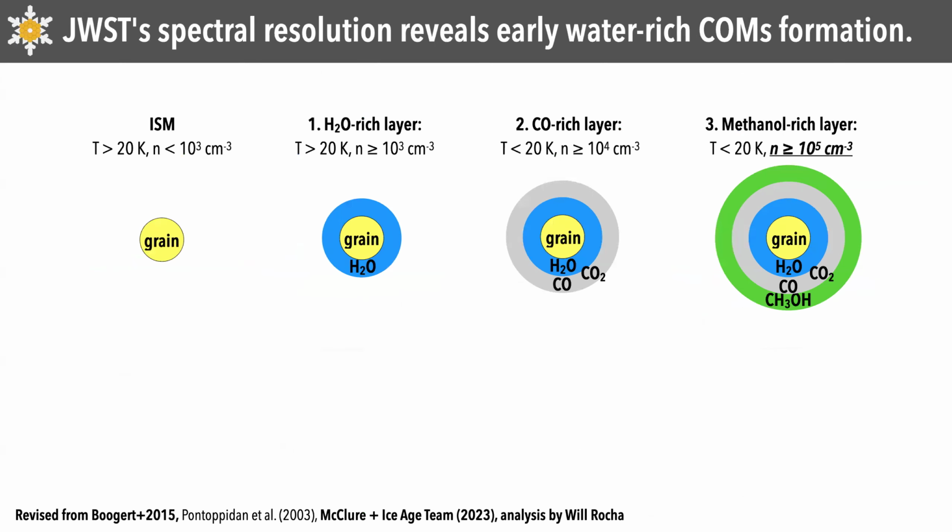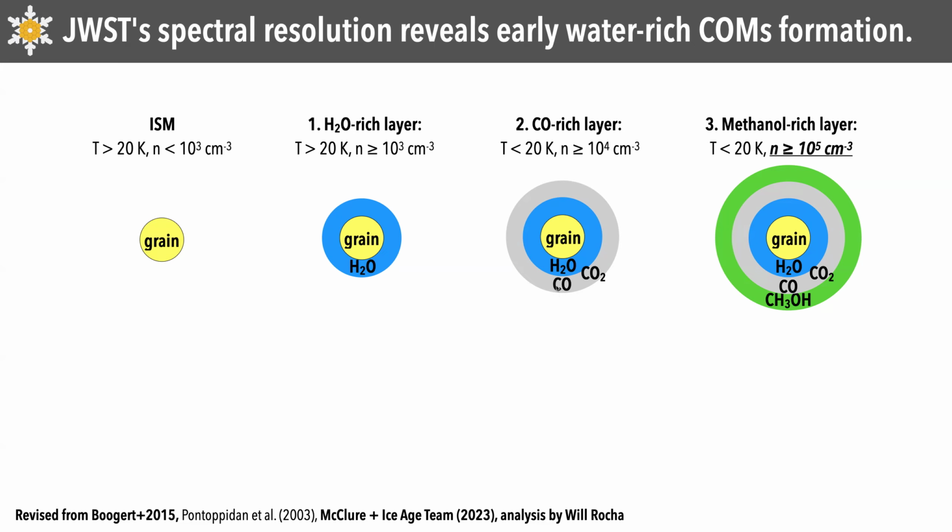One other thing that we were able to identify from these spectra is that we thought prior to JWST that there was one primary way that we might form the complex organic molecules. You would have your bare silicate grain. You would form, like I said earlier, these progressive layers of ices, starting with water, and then building your way up to a layer that contains carbon monoxide as well as carbon dioxide.